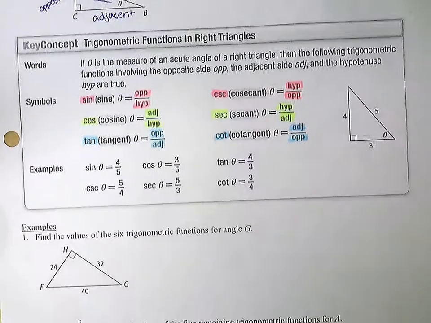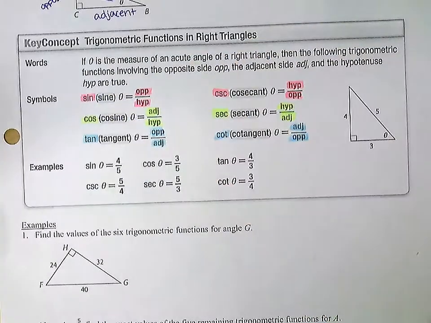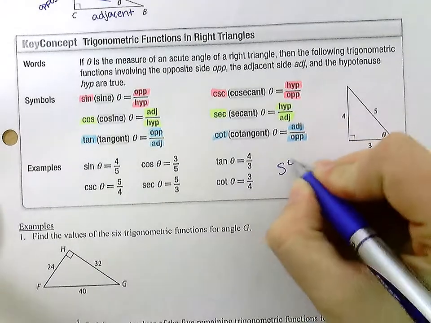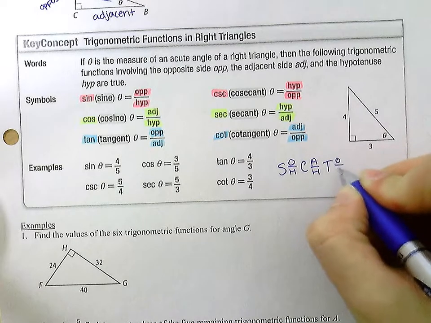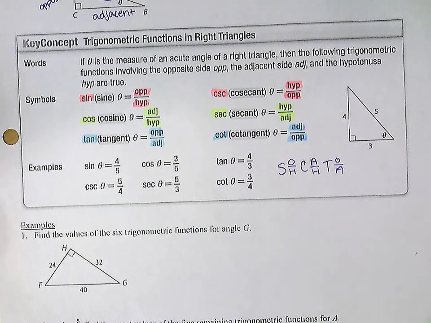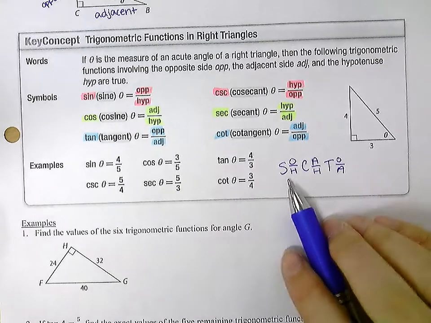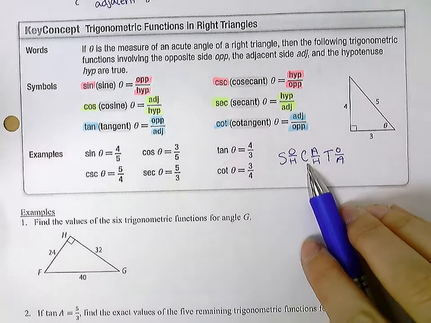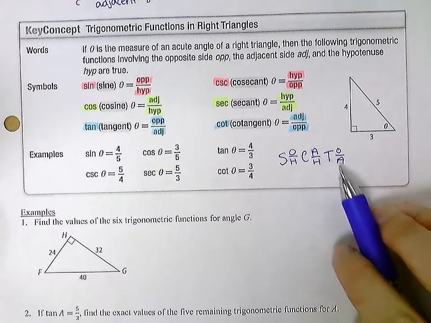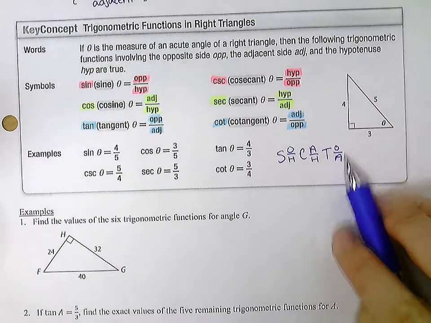How to remember sine, cosine, and tangent? We remember SOHCAHTOA. SOHCAHTOA helps you remember what your ratios are. The SO part is sine, which is opposite over hypotenuse. CAH is cosine, adjacent over hypotenuse. And TOA is tangent, which is opposite over adjacent.